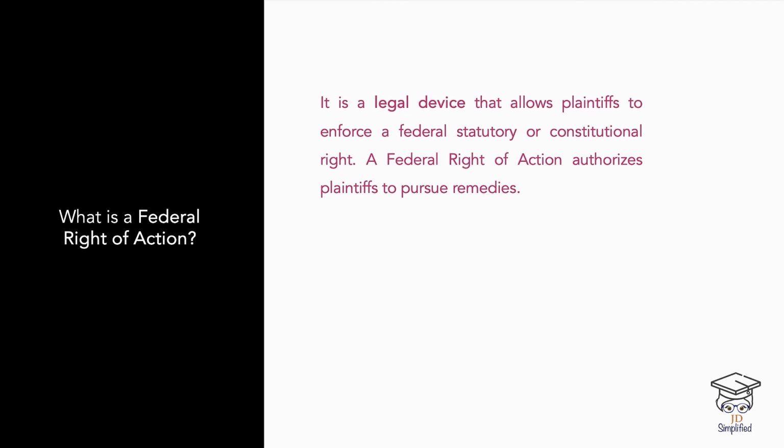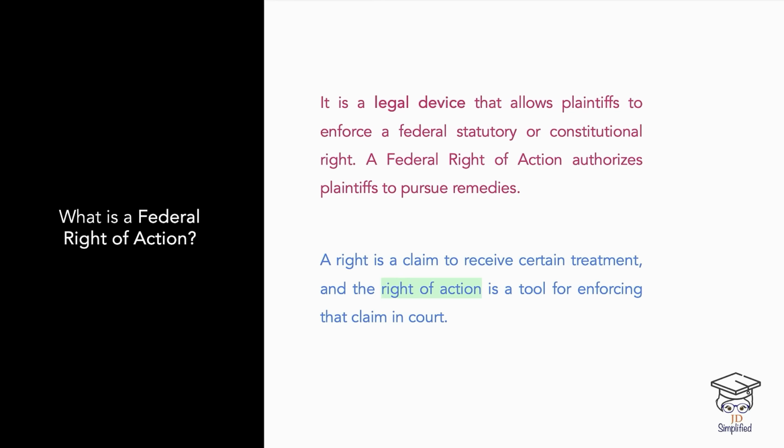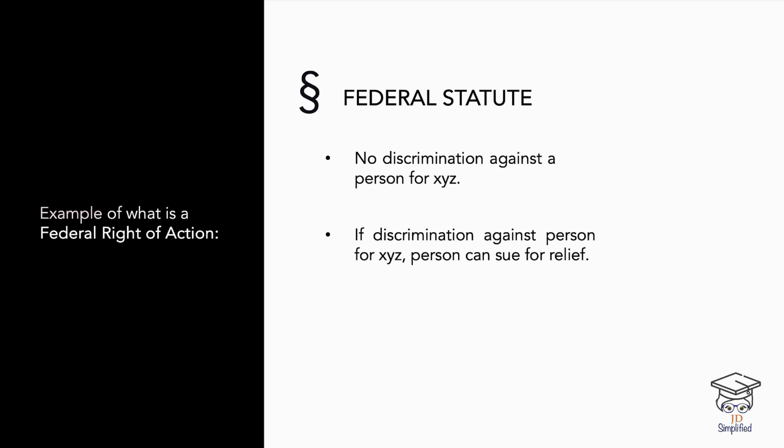A federal right of action authorizes plaintiffs to pursue remedies when there is a violation of a federal law. And a right is a claim to receive a certain treatment, and the right of action is a tool for enforcing that claim in court. Here is a very loose and basic example, a kindergarten example. No discrimination against a person for X, Y, and Z. This here is the right of action. If discrimination against person for X, Y, and Z, person can sue for relief.